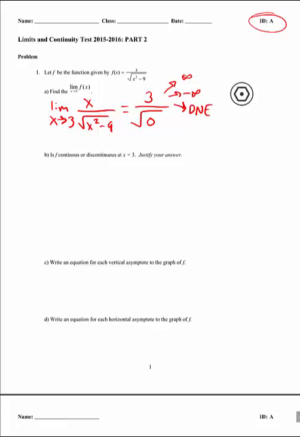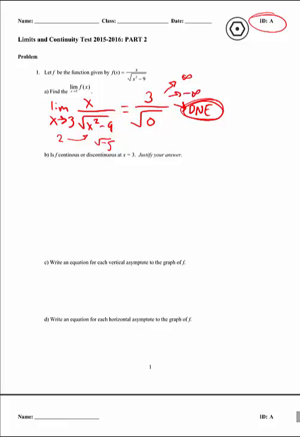And so we have to kind of plug in a number just bigger than 3 and just smaller than 3 to get it from the right and the left. When we plug in the number smaller than 3, like say we plug in 2, you notice that we get 4 minus 9, which would be the square root of negative 5. And we cannot do the square root of a negative number. So this limit is DNE, because coming from the left side, it just doesn't exist at all.